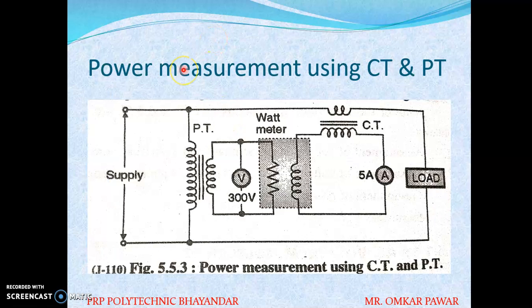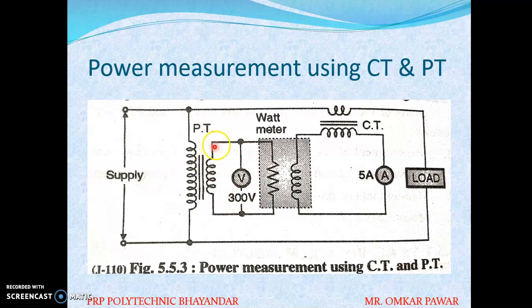Next point is power measurement using CT and PT. So how do we calculate power measurement? Power is voltage into current. So this is a supply line, and across the supply we connect a potential transformer. The PT is basically a step down transformer which steps down the voltage to near measurable values.